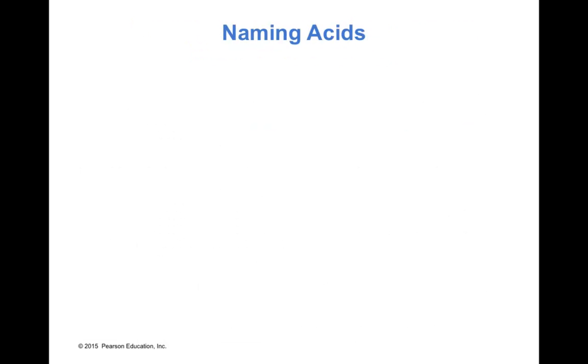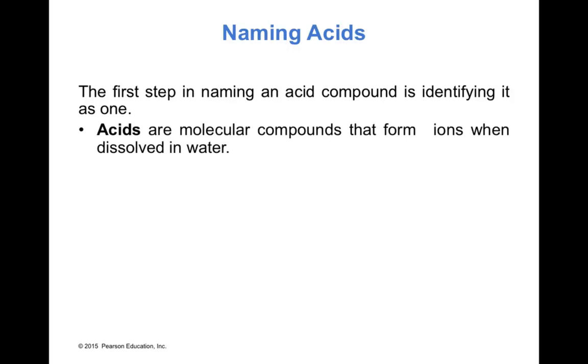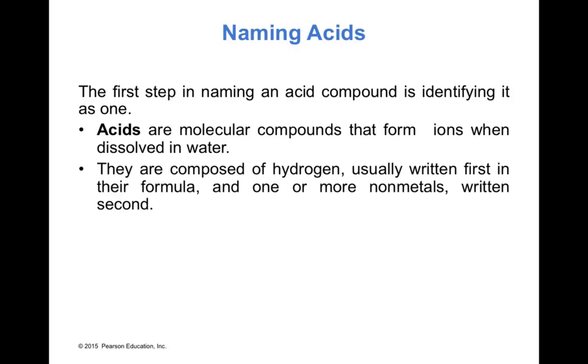Another type of molecular compounds are acids. They are also molecular compounds. The first step to name an acid is to identify it as one. Acids are molecular compounds that form ions when dissolved in water. They are composed of hydrogen, usually written first in their formula, and one or more nonmetals written second. So whenever you see a compound starting with an H, you can assume that compound is an acid.